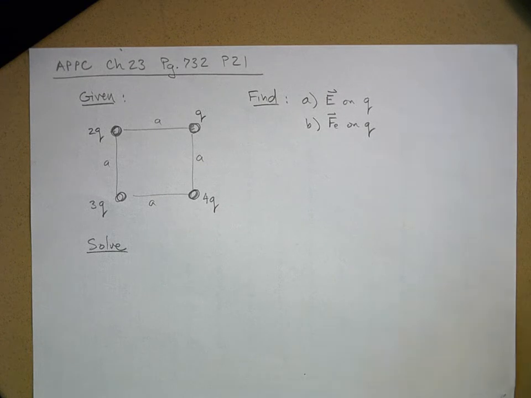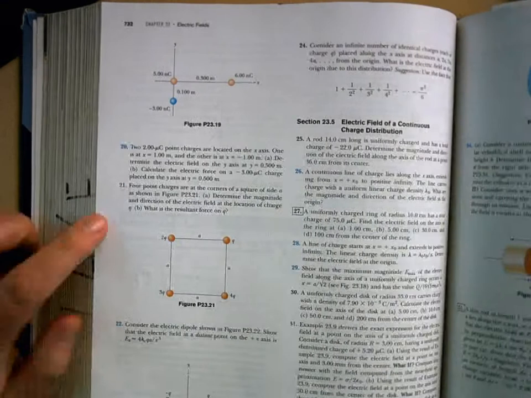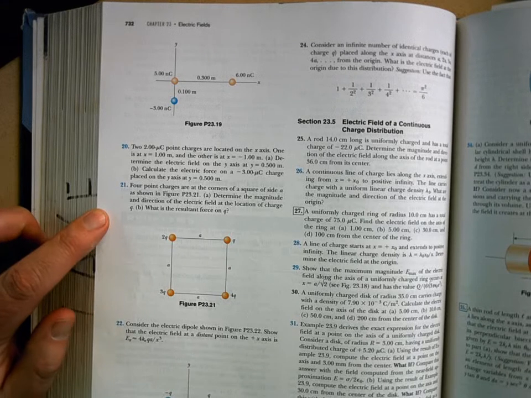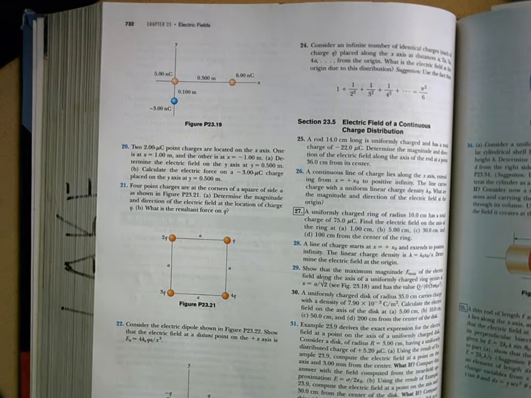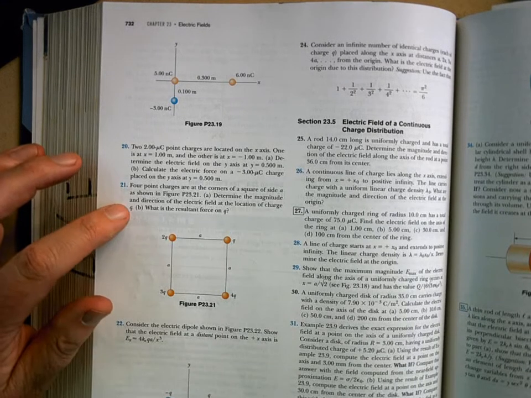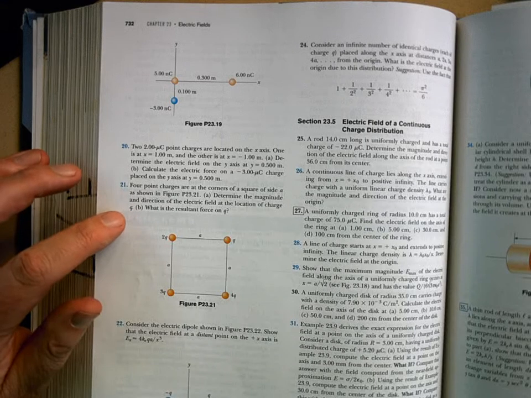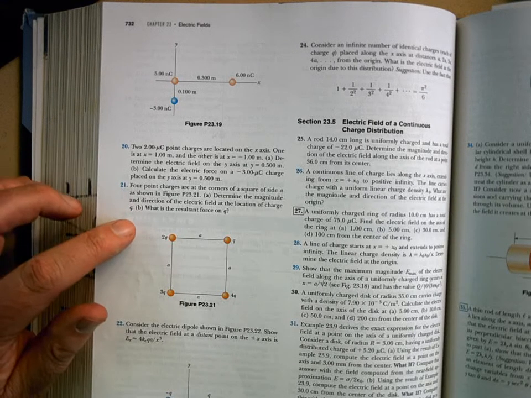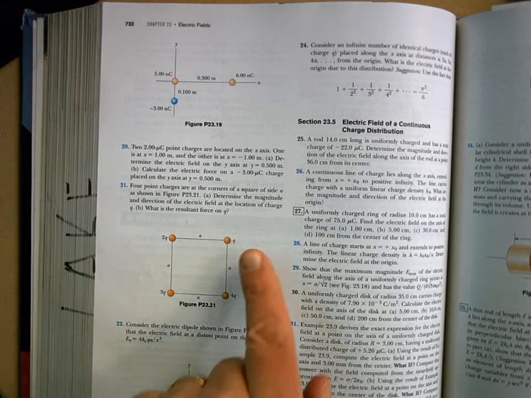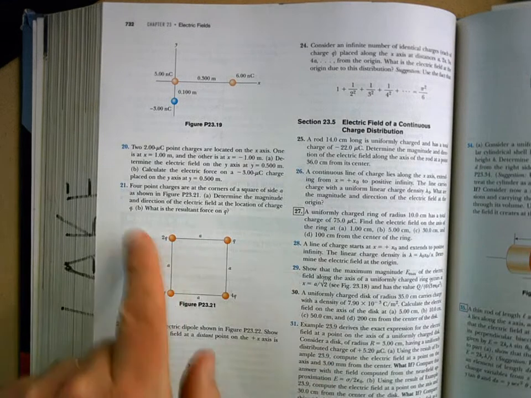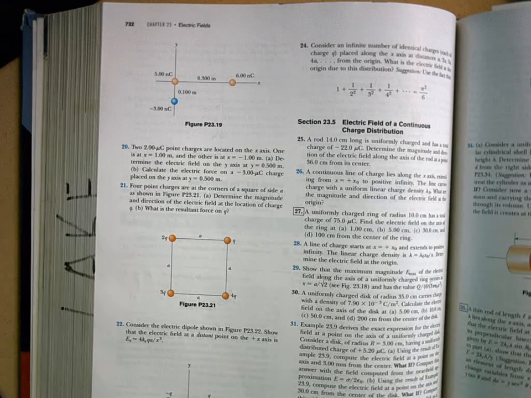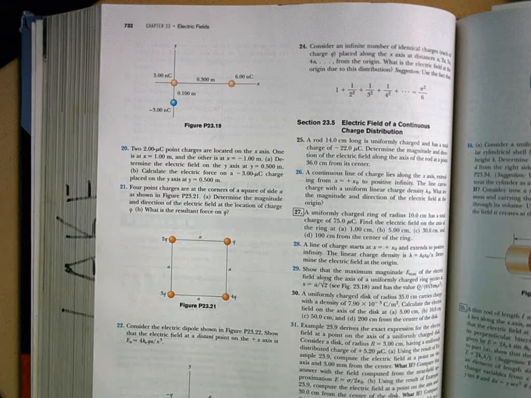All right. So here's the problem in the book. Number 21, it says 4 point charges are at the corners of a square of side A as shown in the figure. Determine the magnitude and direction of the electric field at the location of charge Q, which is right there. And what is the resultant force on Q? And B is pretty easy. You get A.